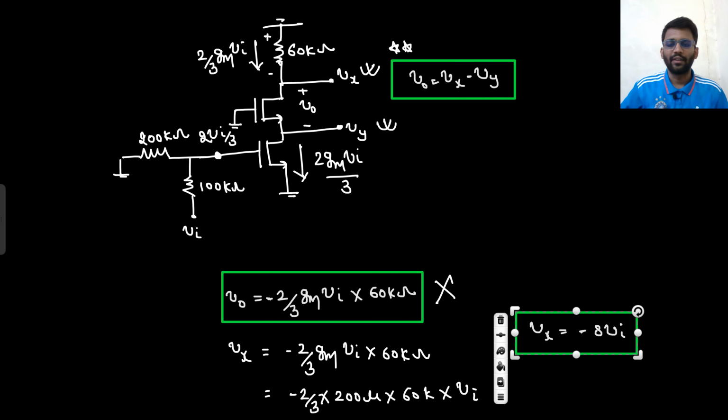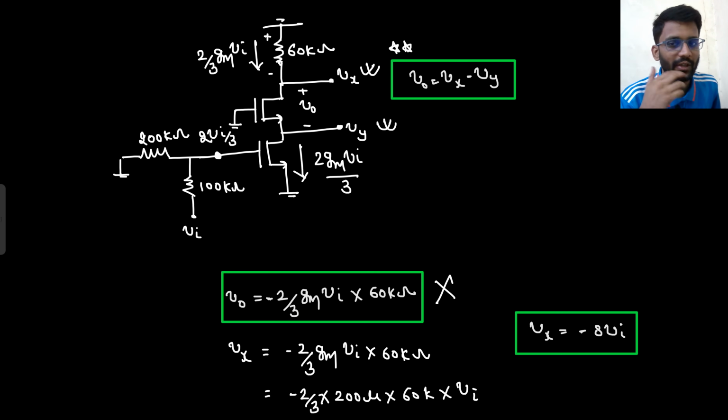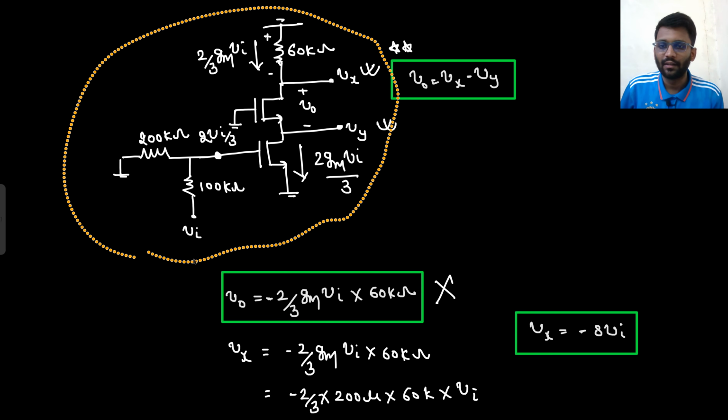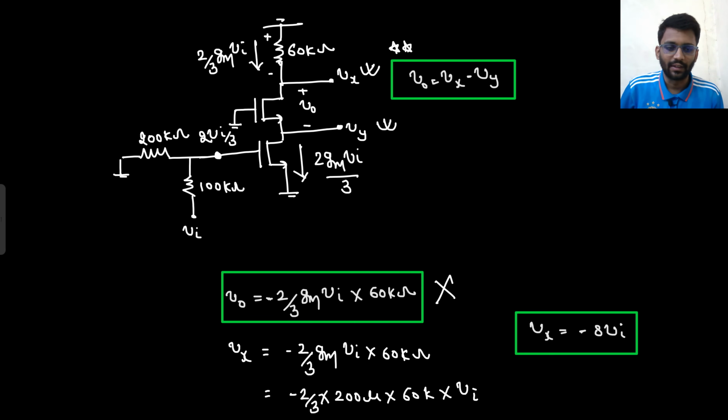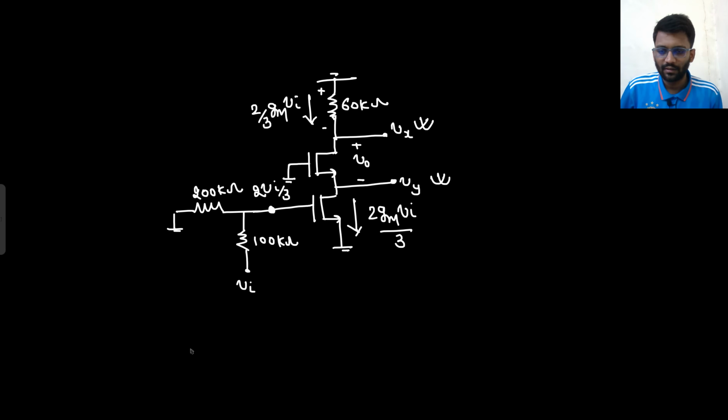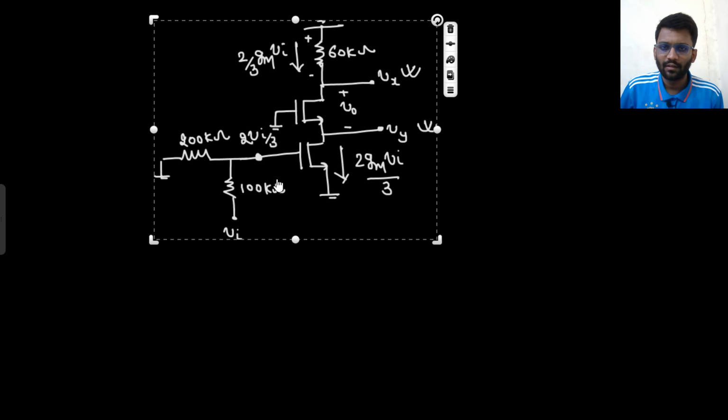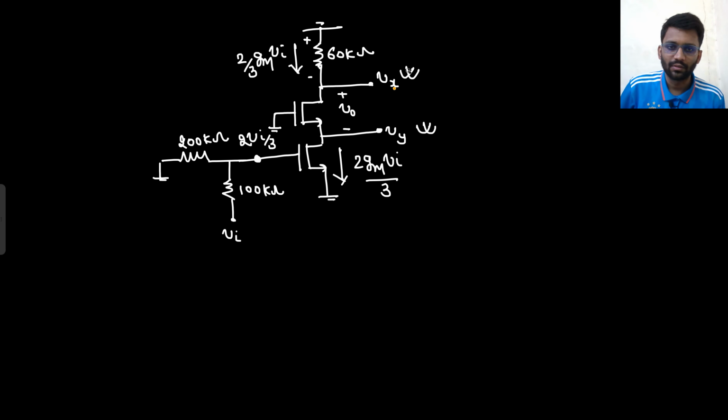Now you need to find Vy. Try doing it on your own. Can you find Vy on your own? Find Vy. Your target is to find Vy now. So let's copy this circuit again. And now my target is to find Vy. This is my Vx. For now I can remove it because my target is to find Vy. Let's just remove V naught as well. So everything remains the same now.